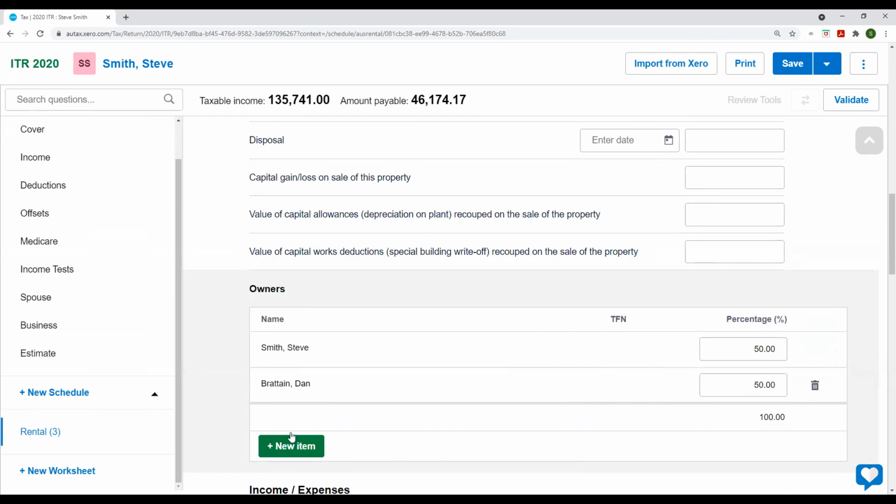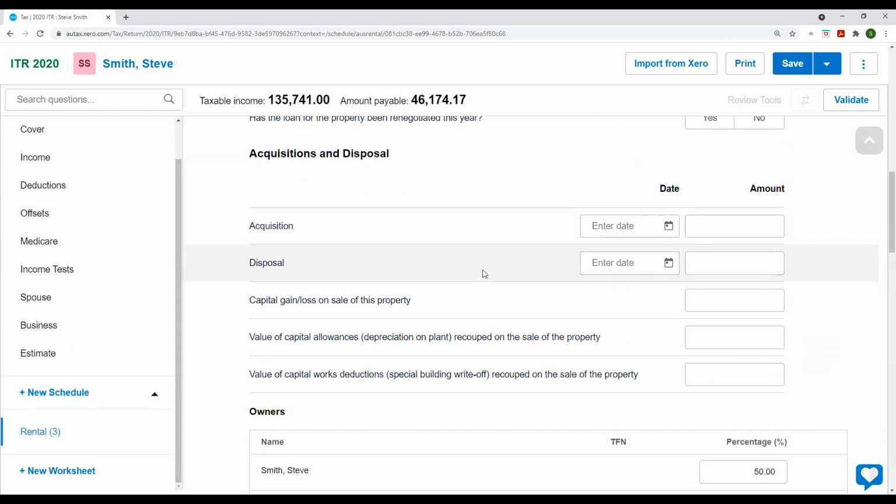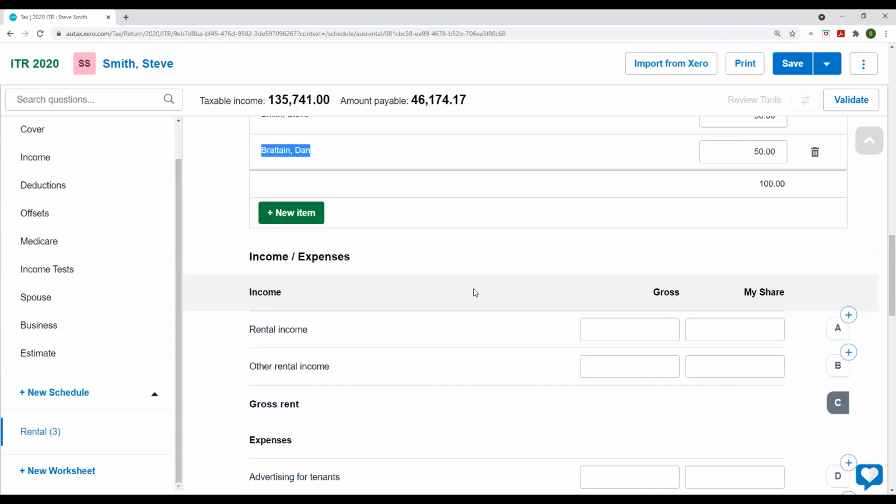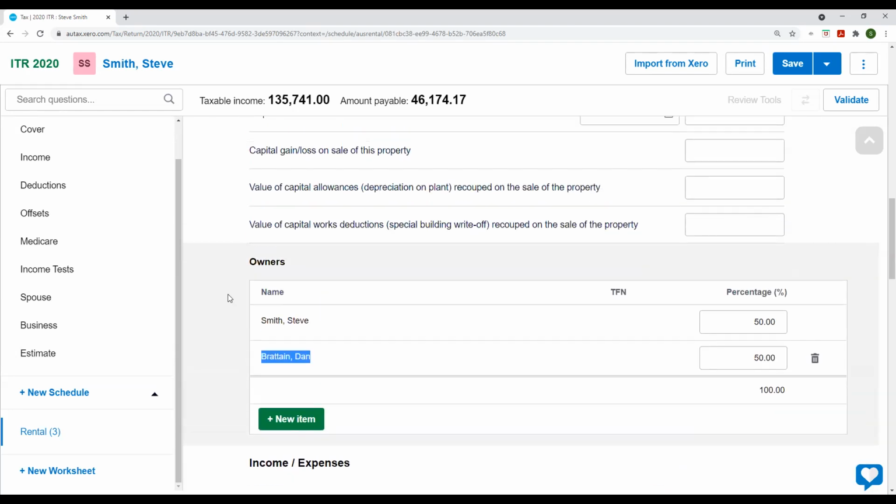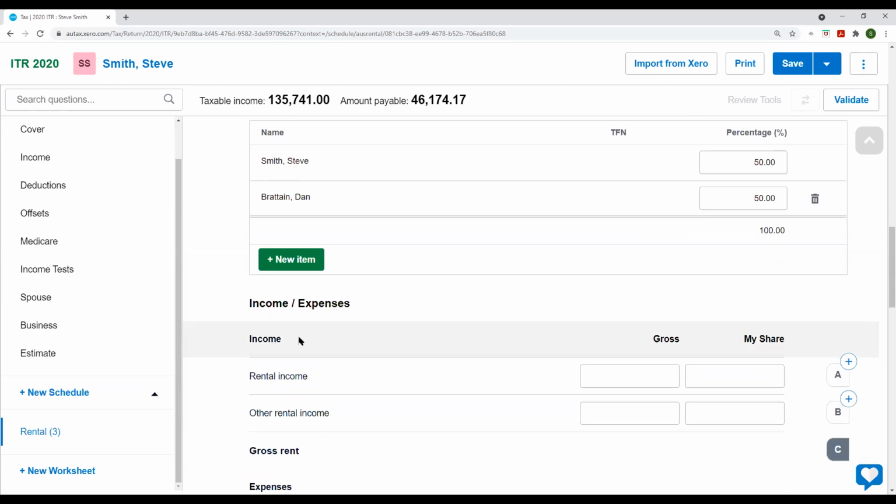So what is the beauty of this software? When you do Steve Smith's income tax return, if you add it like this, his wife's tax return will automatically update these rental details. You don't need to retype any of these details. Automatically it will go to her tax return when you complete this rental schedule. Now you add the owners, then we want to give the income and expenses for the rental property.